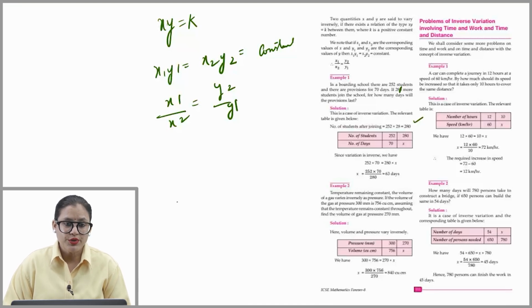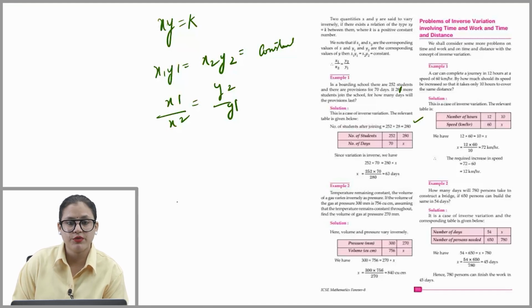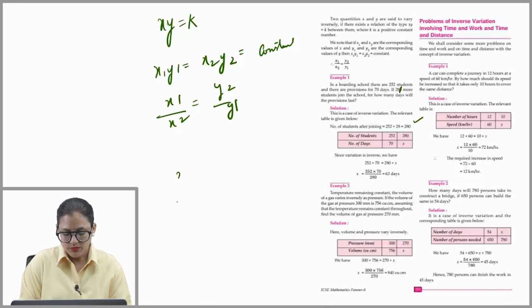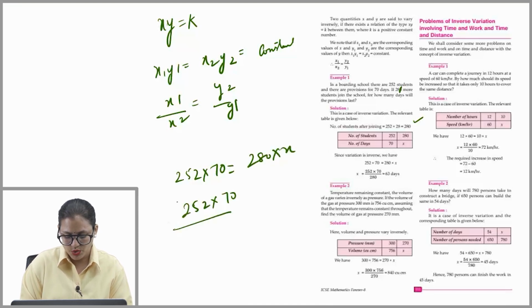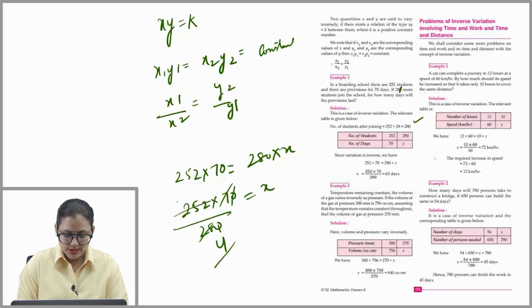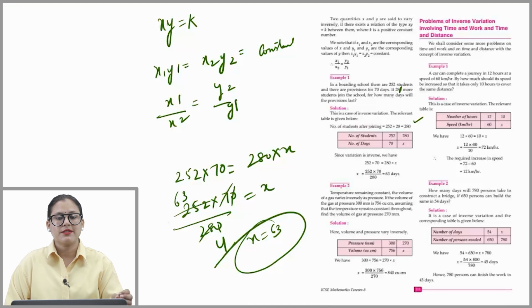So, the number of students is 252 and the provision is for 70 days. Then the total students after joining is 280, and we don't know how many days the provision will last, so we will consider it x. So, 252 into 70 is equal to 280 into x. 252 into 70 upon 280 is equal to x. 0, 0 goes, 7 ones are 7, 7 4s are 28, 4 6s are 24 and 4 3s are 12. So, 63 days. The answer is 63 days.